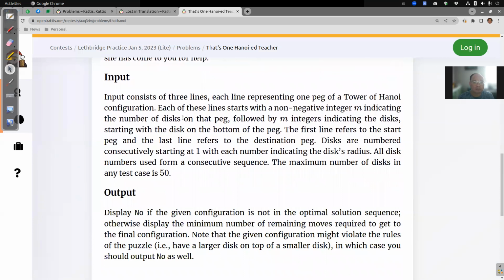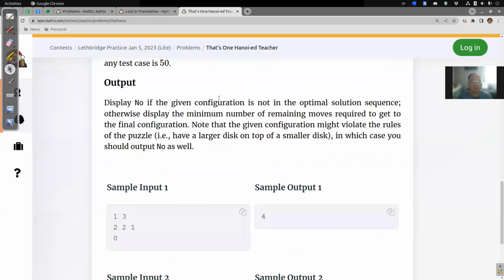Okay, so they give you at most 50 disks, some configuration, and you have to figure out if it is one of the configurations in the sequence of optimal moves, and if so, how many moves are left. Display no if the configuration is not in the optimal solution sequence. Otherwise, display the minimum number of remaining moves.